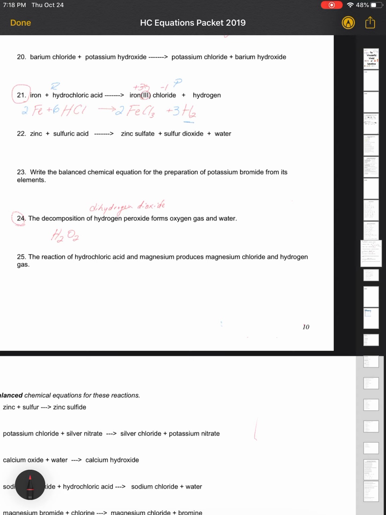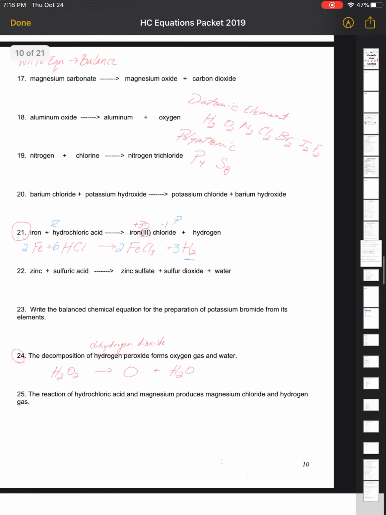So this problem says the decomposition of dihydrogen dioxide forms oxygen gas and water. Now, if you'll notice, the problem that we have is we see, if we look back up here, that oxygen is actually a diatomic element. And so when we write in that oxygen, we need to make sure we put that 2 in there. All right. So we have our formula written, so now we can go ahead and balance.